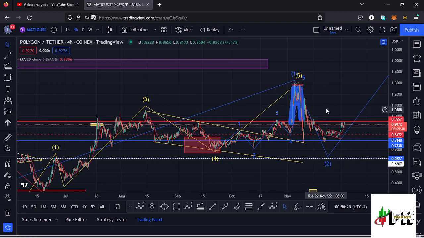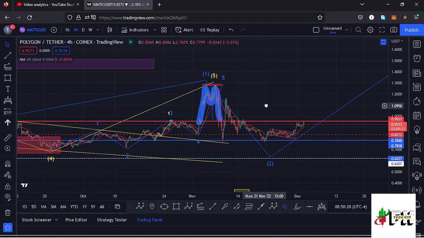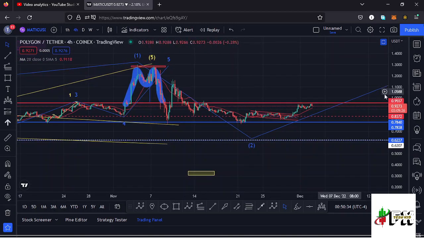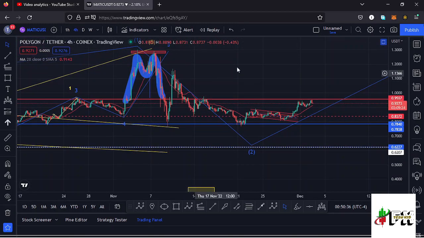After seeing that high, we have been seeing a corrective structure over here in the formation of this higher Elliott wave count 2, and in this video I want to give you the target areas in the formation of this higher Elliott wave count 2 using the Fibonacci and also the ABC corrective structures.